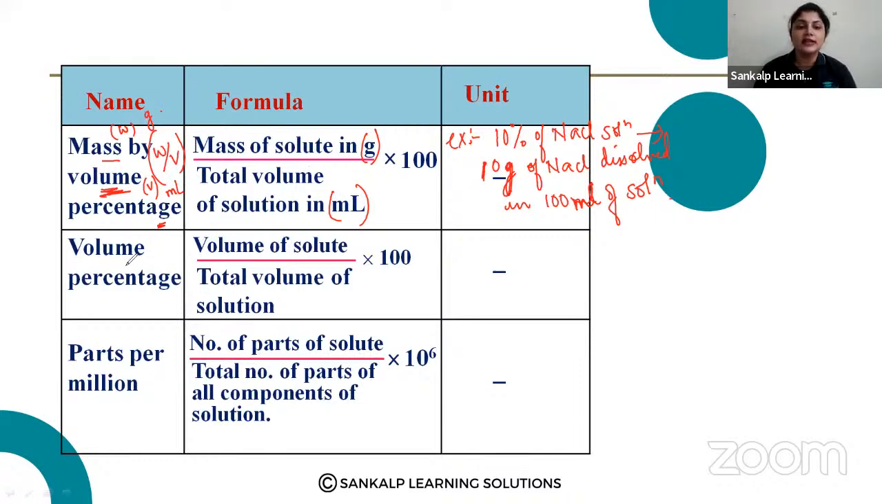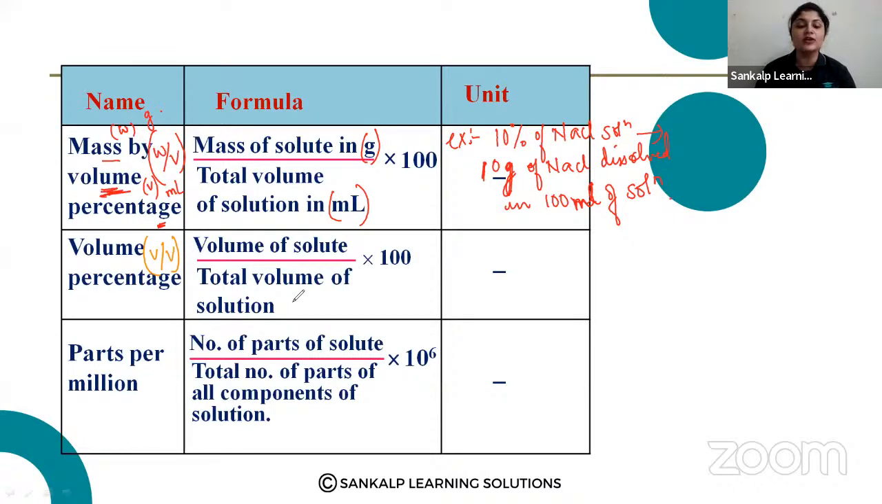Then next is volume percentage. Volume percentage is expressed as V by V. First we'll see the definition. It is the volume of the component per 100 parts by volume of the solution. So what is the definition?